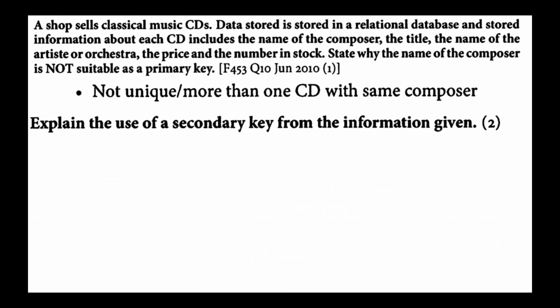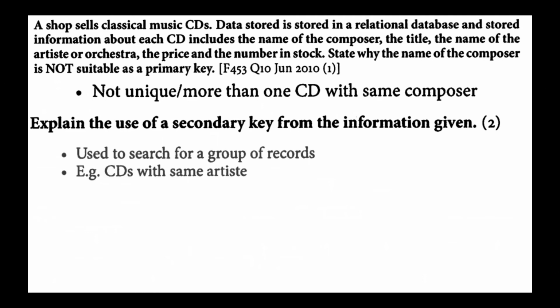Explain the use of a secondary key from the information given. Secondary key, it's a way of searching, isn't it? A way of linking the data, like having the groups. So used to search for a group of records, for example, CDs with the same artiste.